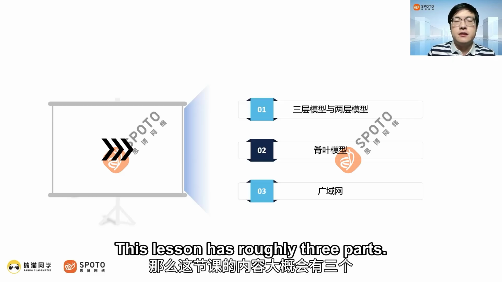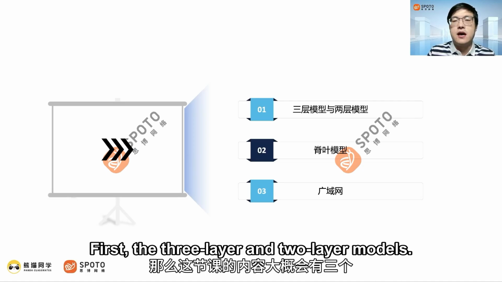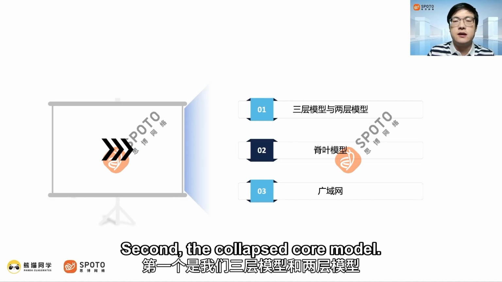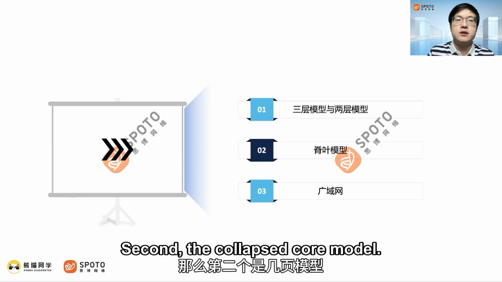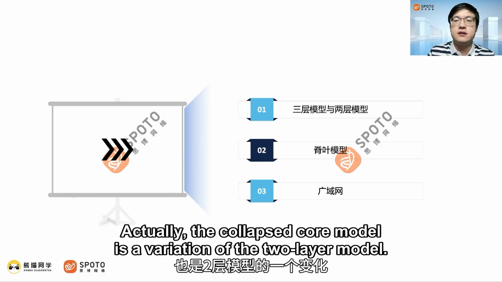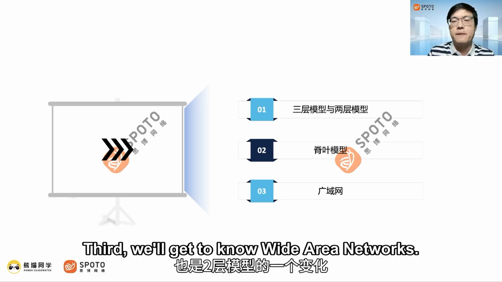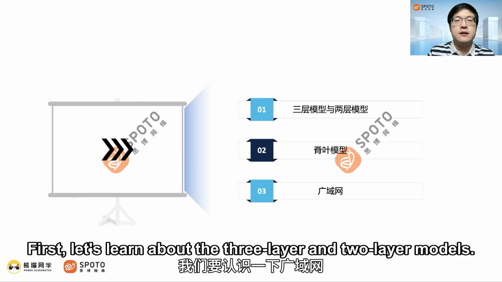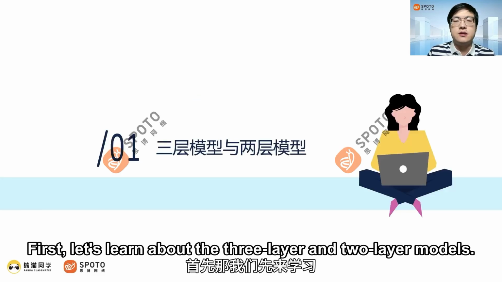This lesson has roughly 3 parts. First, the 3-layer and 2-layer models. Second, the collapsed core model. Actually, the collapsed core model is a variation of the 2-layer model. Third, we'll get to know wide area networks. First, let's learn about the 3-layer and 2-layer models.